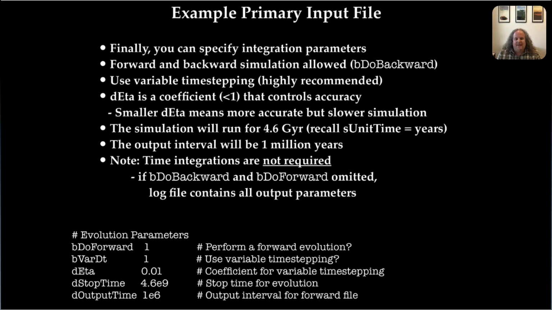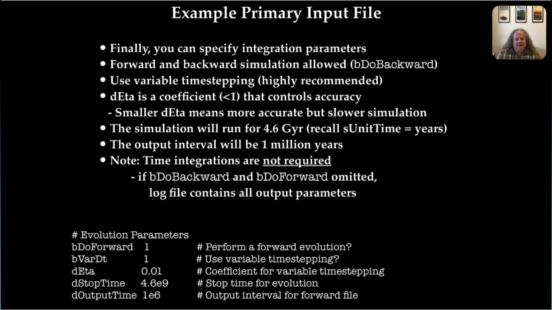With variable time stepping, the time step is chosen by the fastest varying parameter in the simulation. Well, you can use a fixed time step. That choice is more likely to result in a slower and less accurate simulation, but it can be helpful to use a fixed time step for testing purposes.